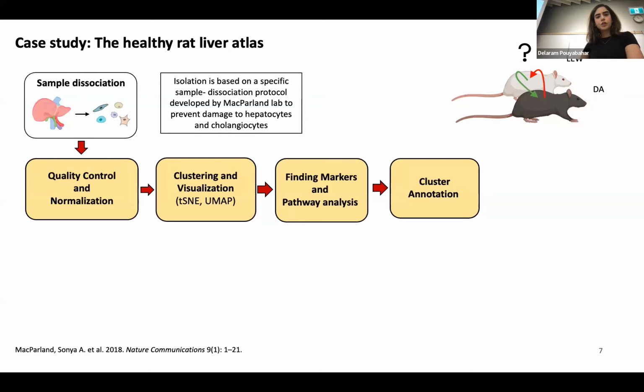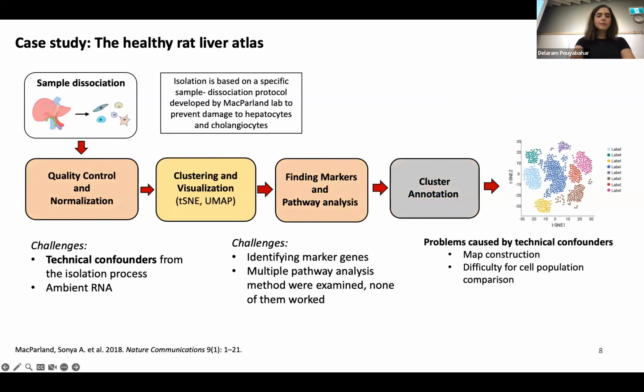So here in this chart, I'm basically showing you the traditional approach for constructing a map and doing very basic analysis on it. So you start with quality control and normalization. You cluster your cells and visualize them, and then you identify markers, perform pathway analysis to gain some functional insight. And at the end, you try to annotate your clusters, and then you end up with your map. So as we were going through this process, we came across multiple different challenges.